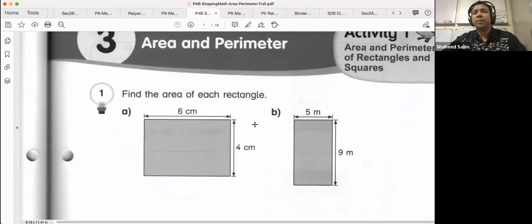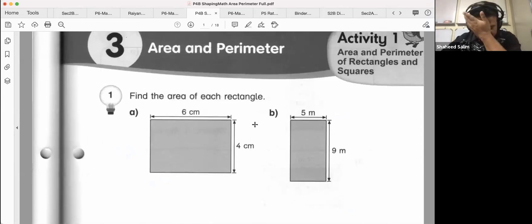Okay, we try lah. Can you try this very quickly? Neris can try this. You see whether you can find area and perimeter.